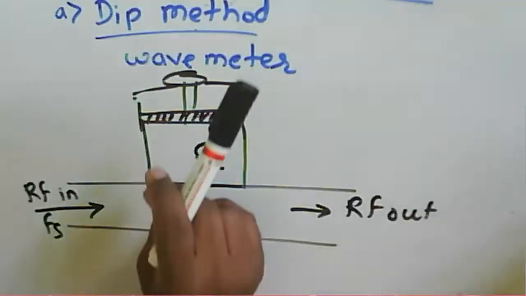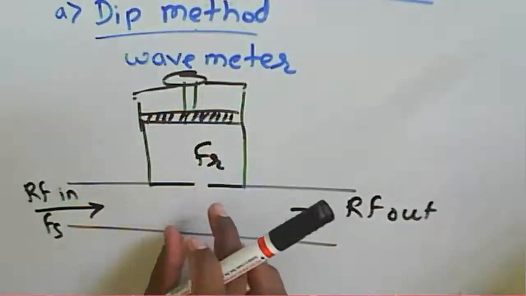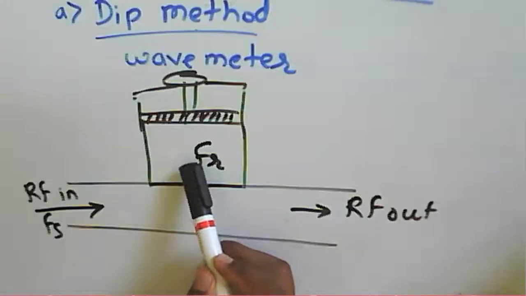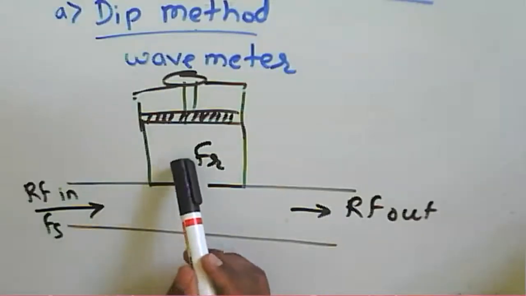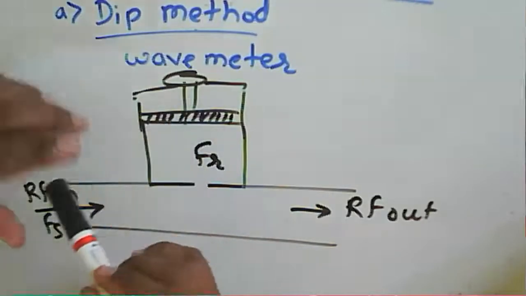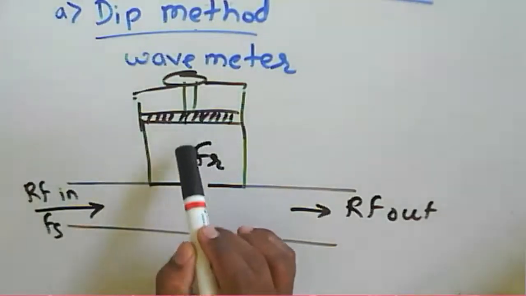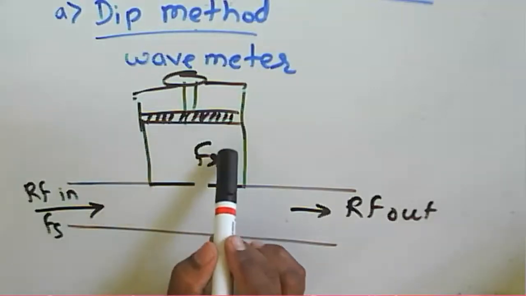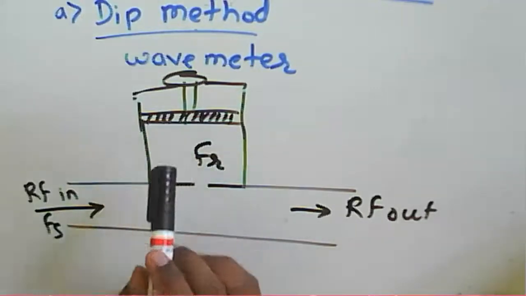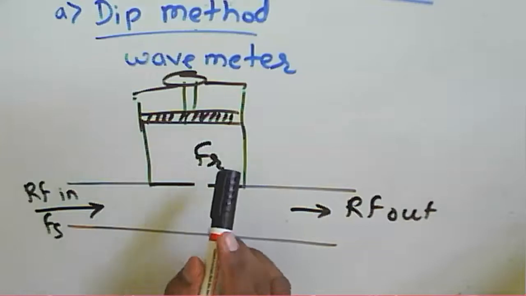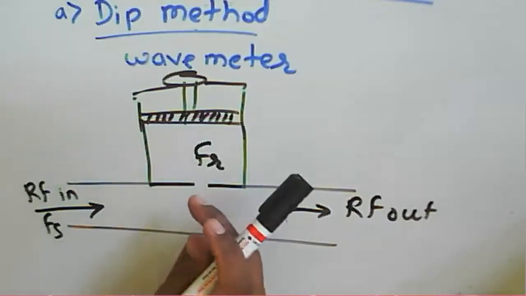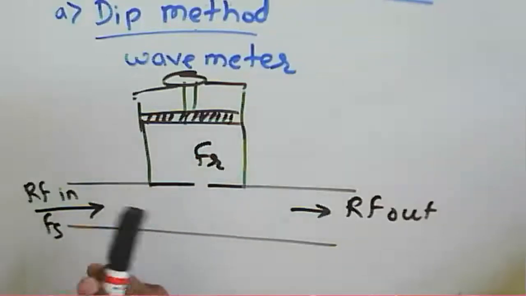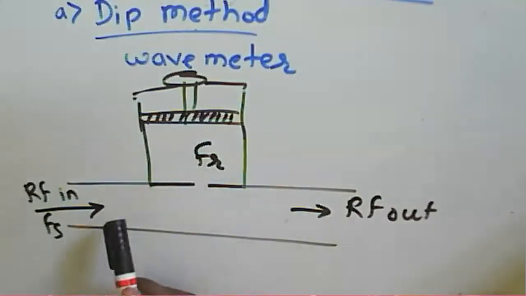But if we rotate this wave meter, at some particular point the signal frequency and the resonating frequency of the device match. Because when we are rotating, the plunger moves up and down, and because of that the cavity size changes. If the cavity size changes, the resonating frequency of the cavity changes. Now we measure the point where Fs is equal to Fr.